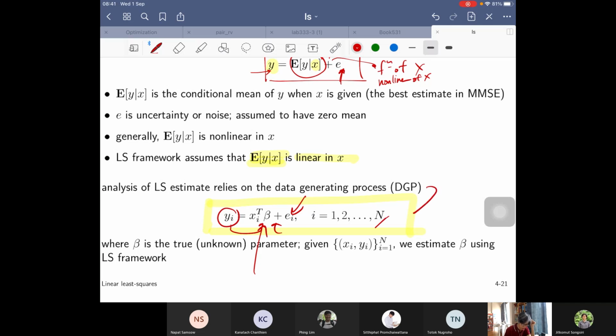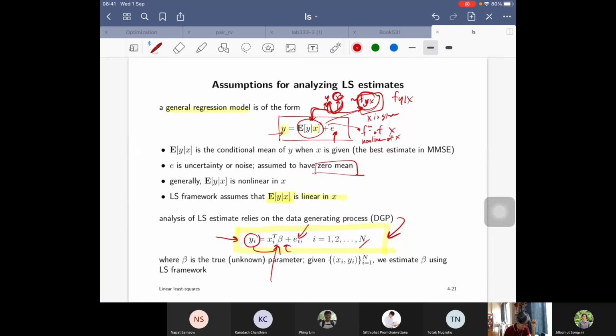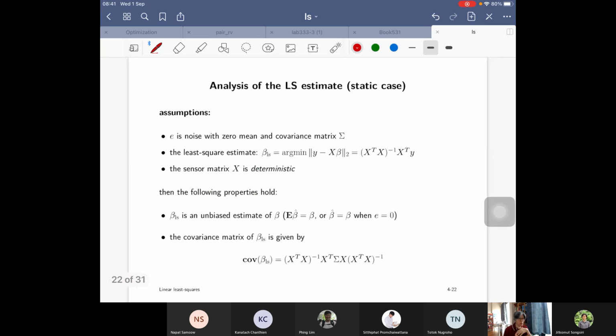We will refer to this box as the data generating process, because we assume that your response y actually comes from this equation. We will also assume some statistical property of the noise. As of now, we say that it is assumed to have zero mean. So the problem is, when you have the response y, we solve for beta using the LS framework. And then what can we say about beta hat?